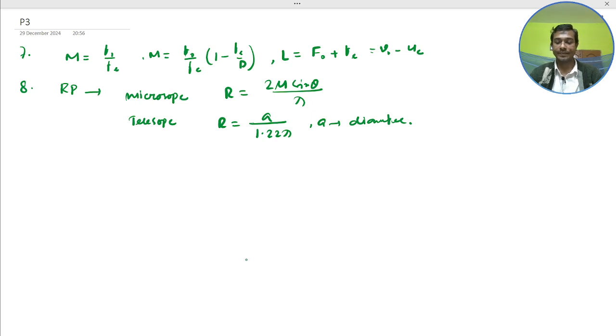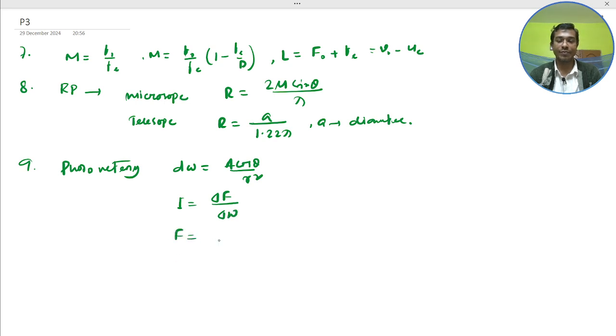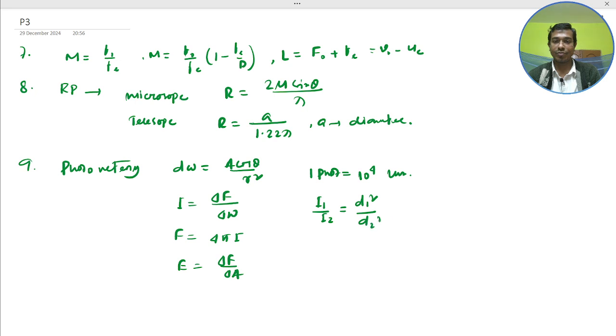Next one, the photometry. The solid angle d omega is equal to A cos theta by r square, and the luminous intensity I would be delta F, that is the luminous flux, by delta omega, and the total flux F would be 4 pi I, and the illumination, flux density, would be E equal to delta F by delta A. The principle of photometry is I1 by I2 equal to d1 square by d2 square. Lambert's cosine law, last one.